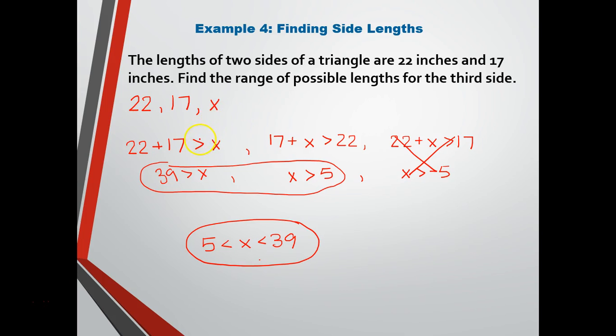Now, I said I was going to show a shortcut to figuring out what that range of possible lengths of the third side could be. Notice 5 you can get from subtracting the two numbers that you are given. And then 39 you can get from adding the two numbers. So your inequality is going to be between the smallest number and the largest number. And this is how you're going to write it, just like this right here. 5 is less than x, and x is less than 39. Okay, so let's do the next problem just like that.